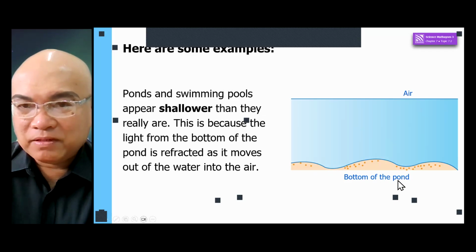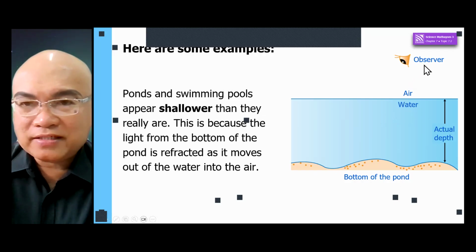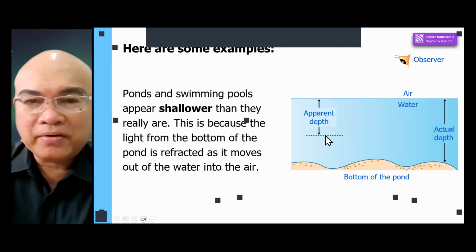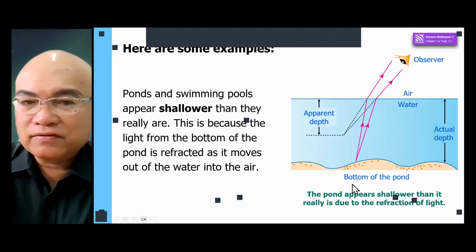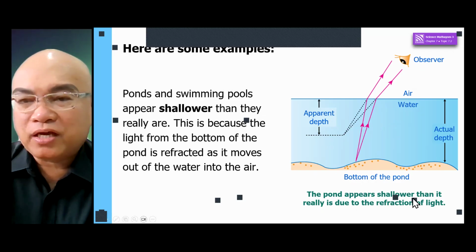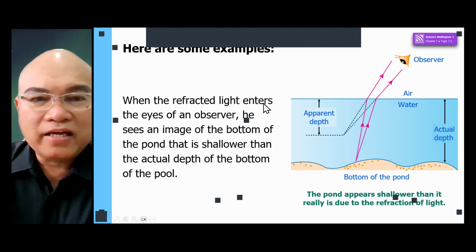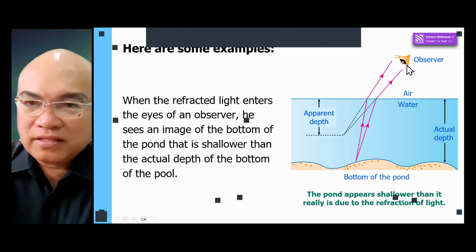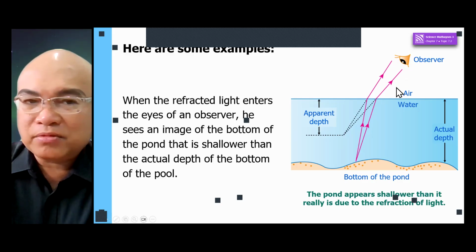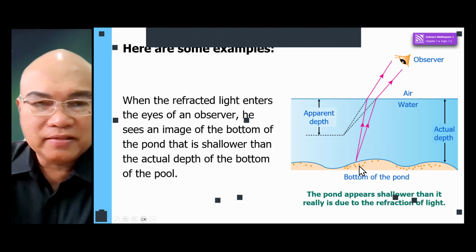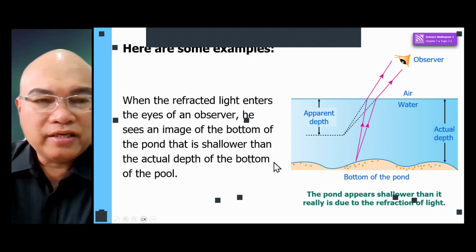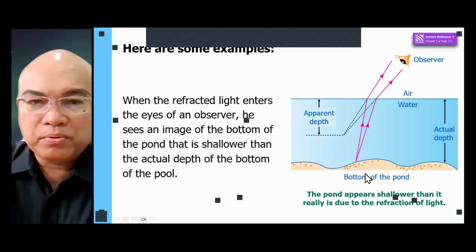Okay, so you have the bottom of the pond, the air and water. You see the actual depth, but your eyes, as an observer, will see that it looks like it's until here. The apparent depth is here because of the refraction. So the pond appears shallower than it really is due to the refraction of light. When the refracted light enters the eyes of an observer, he sees an image of the bottom of the pond that is shallower than the actual depth of the bottom of the pool.